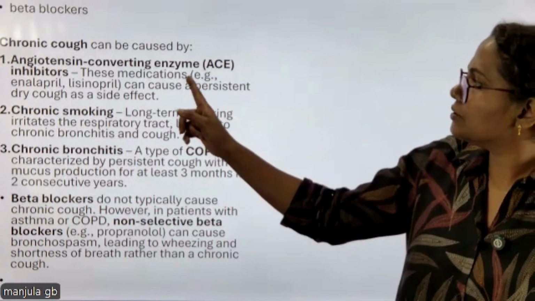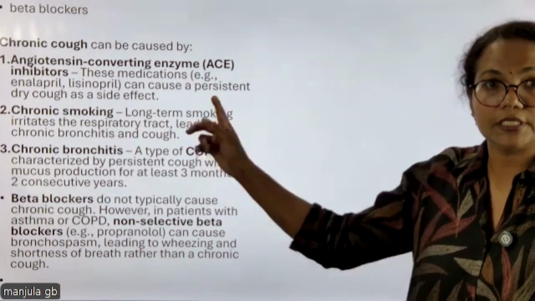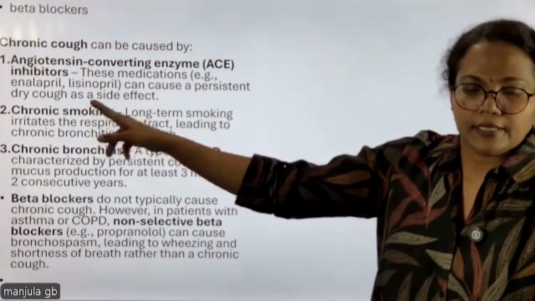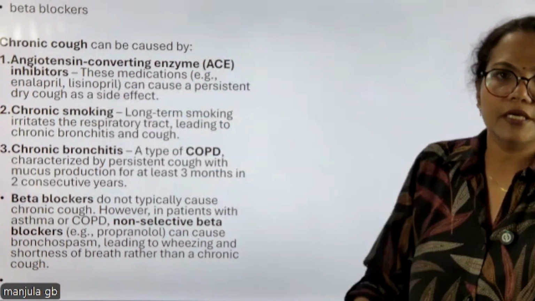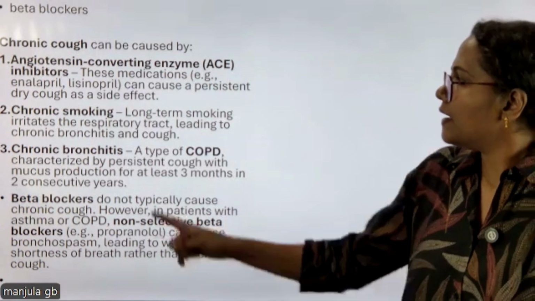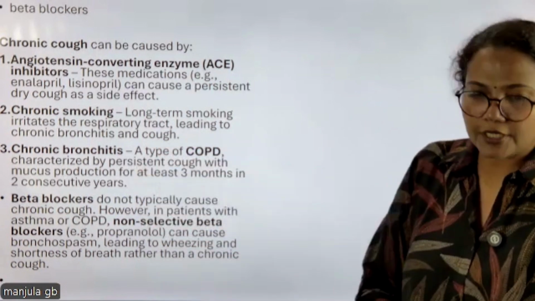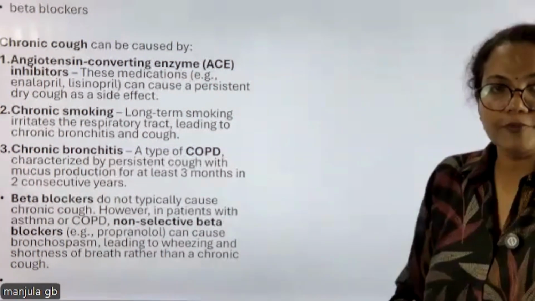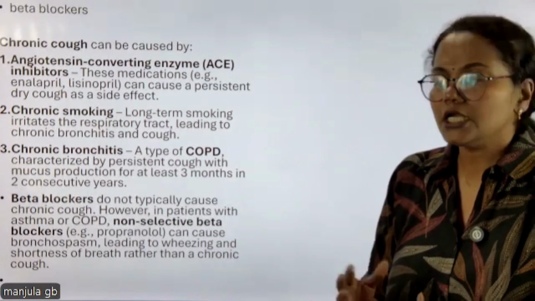cough. Okay, so angiotensin converting enzyme inhibitors cause dry cough as a side effect. What are the drugs? Enalapril, lisinopril, that pril, whatever comes, falls under ACE inhibitors. Then chronic smoking, because it irritates the respiratory tract. Then chronic bronchitis, obviously chronic cough and mucus production for at least 3 months in 2 consecutive years.